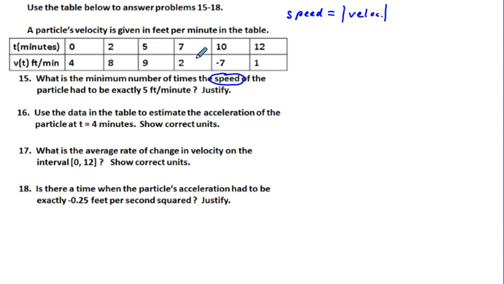So that's twice. But also what happens is we also have to pass through a speed of 5 again. Why is that? Because between 2 and -7 we have to go through -5, and the absolute value of -5 is 5. And finally, between -7 and 1, we have to go through -5 again. So our answer is going to be 4 times.